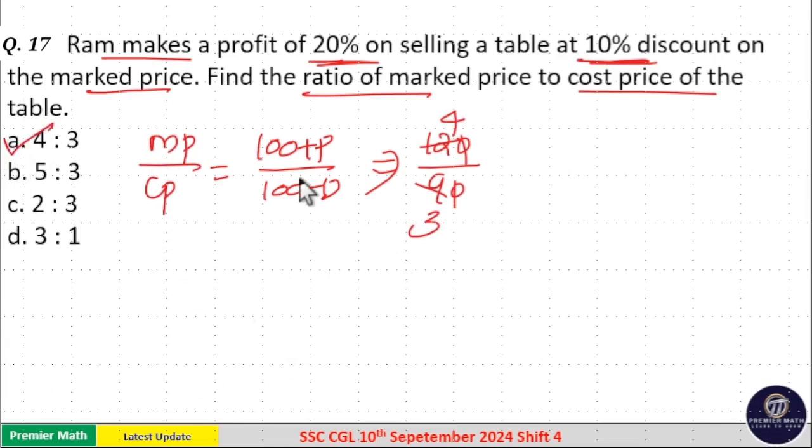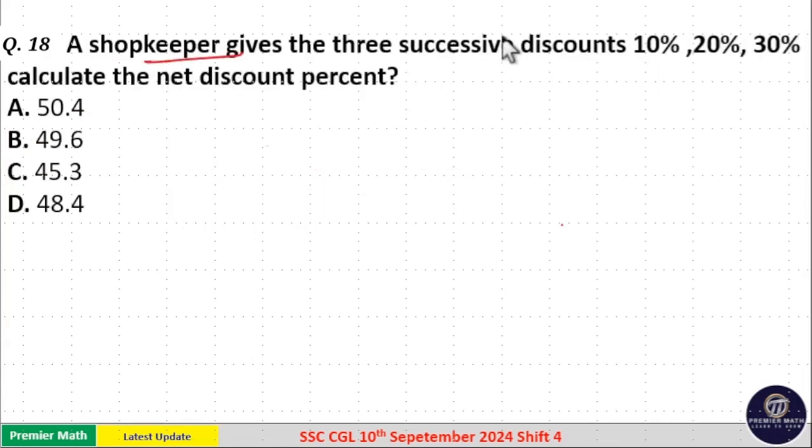Here to remember this formula, when someone gives you discount, to find the cost price, you have to subtract the discount from 100. So always remember that. A shopkeeper gives 3 successive discounts, 10%, 20% and 30%. Calculate the net discount percentage.